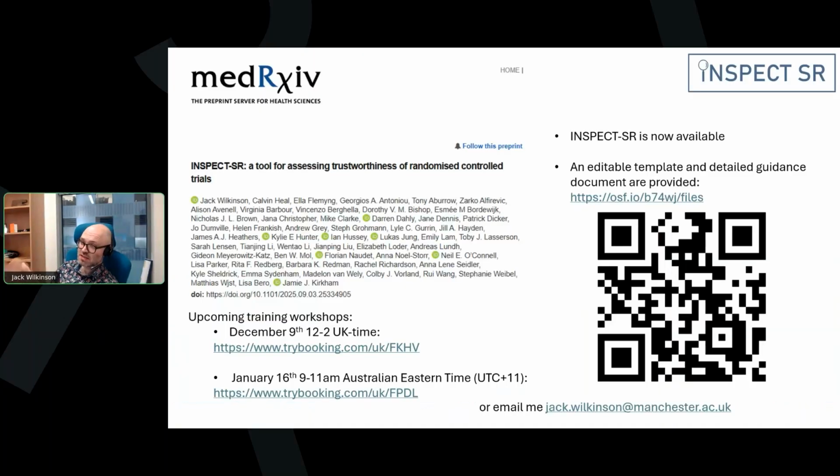If it's of interest, this Inspect SR tool is now available. We've made an editable template and a detailed guidance document that has examples of all of the checks. I think that's really important to help people, because I know a lot of people are thinking about this for the first time. They're trying to do it for the first time. So we think it's important to give them examples to help.